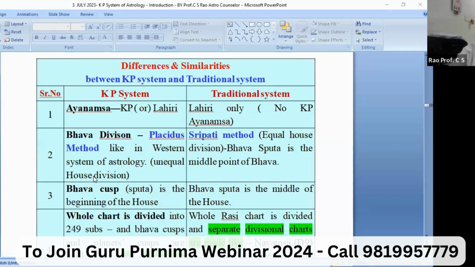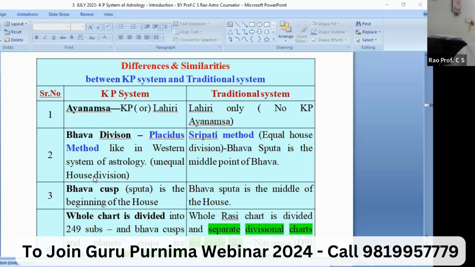Now we'll come to the differences and similarities between the KP system and the traditional system. This is more useful and easily understandable to those already astrologers in Vedic astrology, and most of you are already astrologers. So in the KP system, the base ayanamsa is the KP ayanamsa or Lahiri ayanamsa; it is your option. In the traditional system, Lahiri ayanamsa only you have to follow. Of course, now B.B. Raman has started his own ayanamsa, and some other astronomers have started their own. That's a different thing, but mainly in the KP and traditional systems, Lahiri ayanamsa is generally followed.